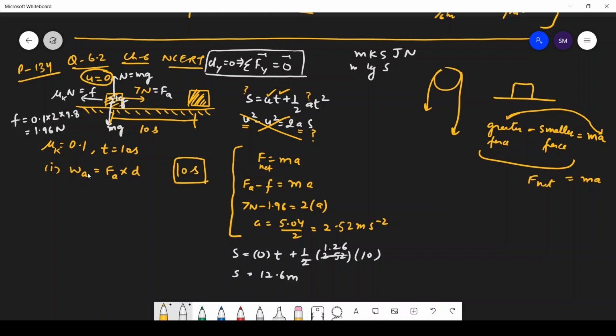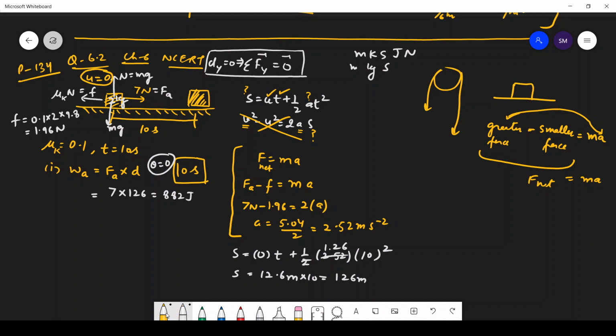Now I can find the work done by the applied force. So this is square, right? So I need to multiply it with one more 10. So that's 126 meters. Now the work done by the applied force is equal to, so both are in the same direction, so theta is 0 here. That is why I am directly writing it F into D. So that is 7 into 126 meters, that comes out to be 882 joules.